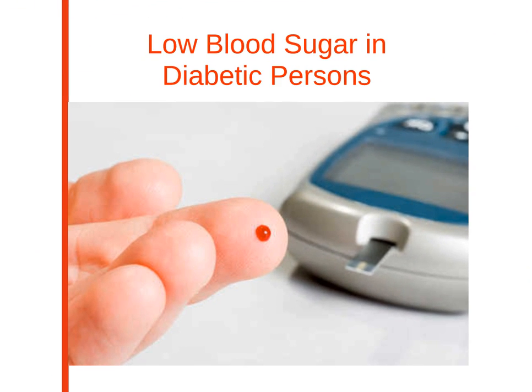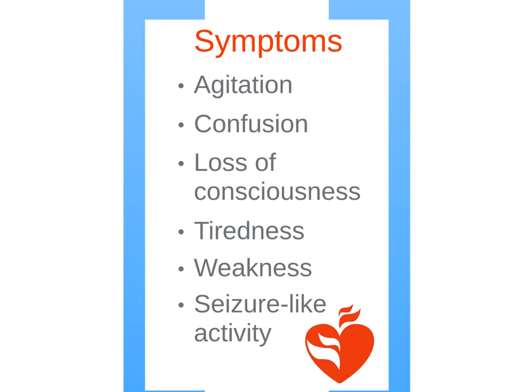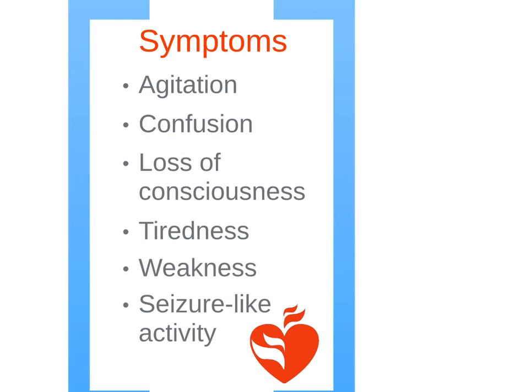Low blood sugar in diabetic persons affects a person's ability to regulate blood sugar. Fluctuations in blood sugar in either direction can produce symptoms. Diabetic persons can experience low blood sugar due to illness, stress, skipping meals, or taking too much insulin. Symptoms of low blood sugar include agitation, confusion, loss of consciousness, tiredness, weakness, and seizure-like activity.